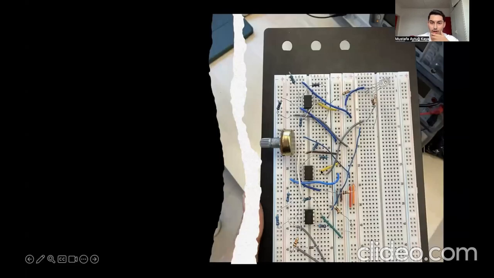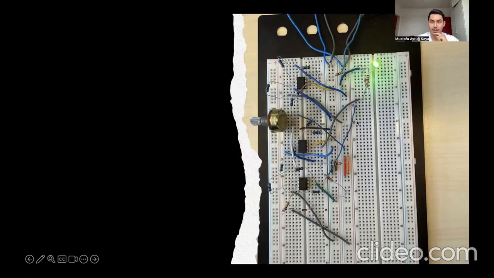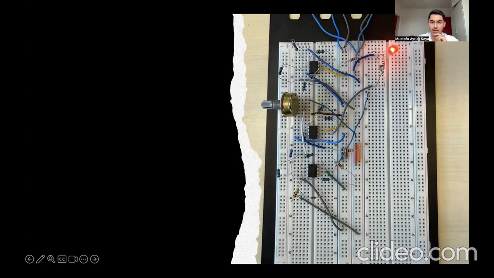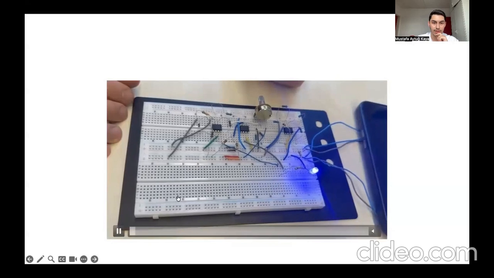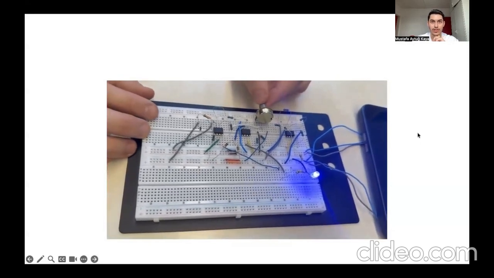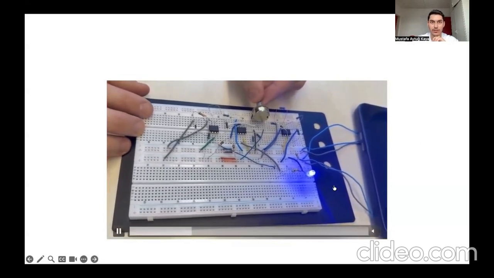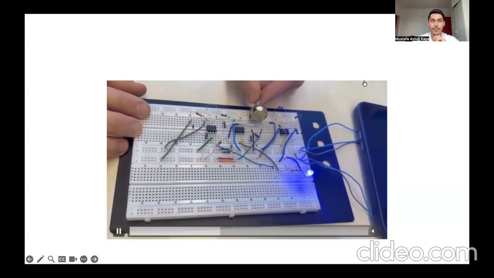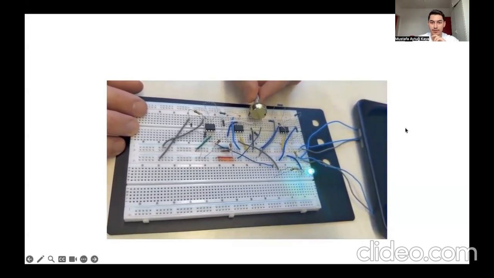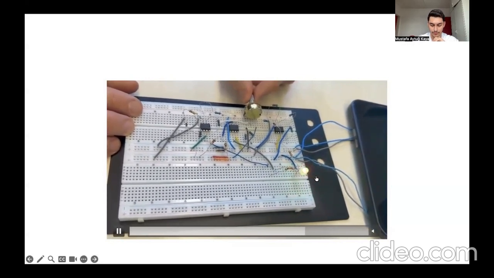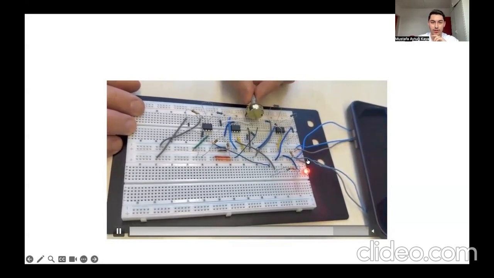Here is our circuit breadboard design, and we obtained continuous analog and smooth transitions for each color. Here is our video. For each color, there is a sweep transition between them. By using those different op-amp configurations, we obtained this analog shape.